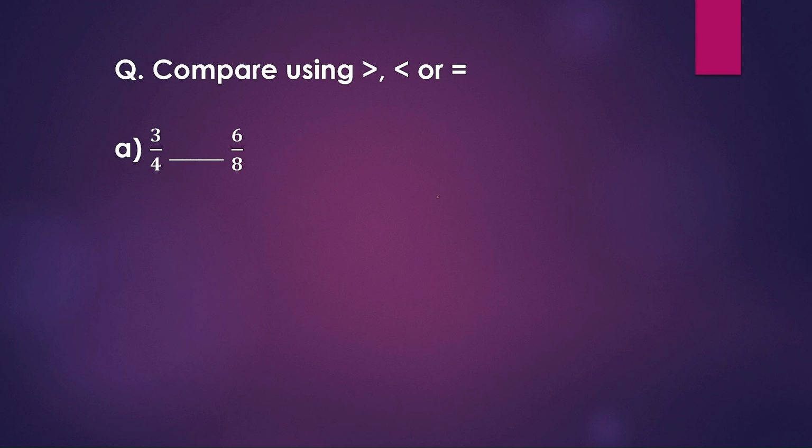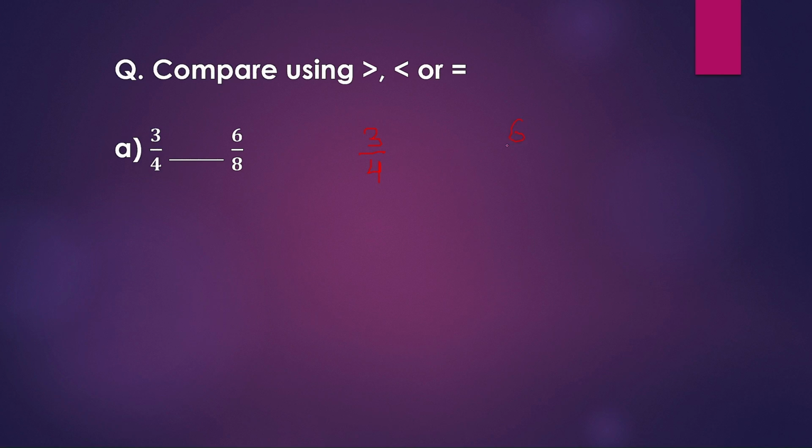This is another type of question where we need to compare two fractions. Which of the fractions is bigger or smaller, or are they equal? Again, the same concept of converting the fraction into the lowest form. So, we can see 3 by 4 is already in the lowest form. It does not have any common factor other than 1. So, we will keep 3 by 4 as it is.